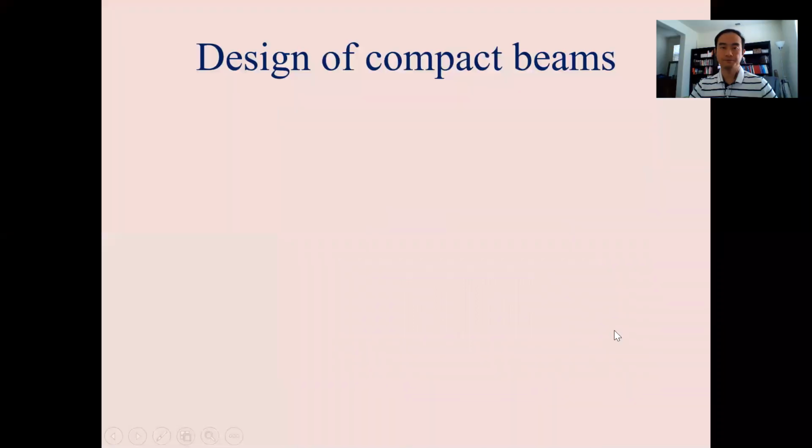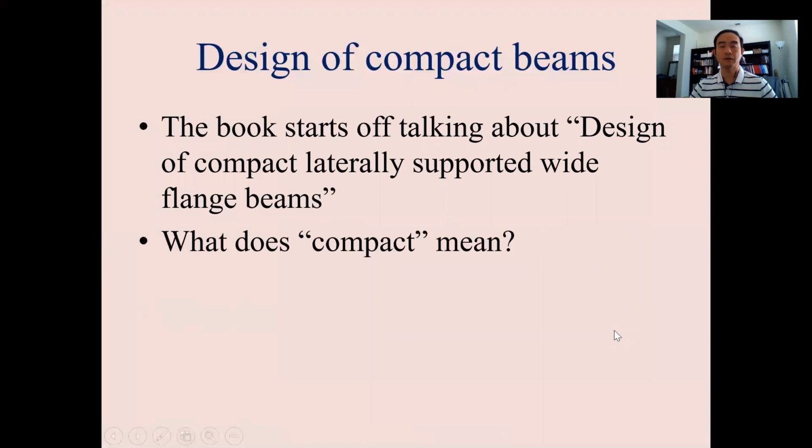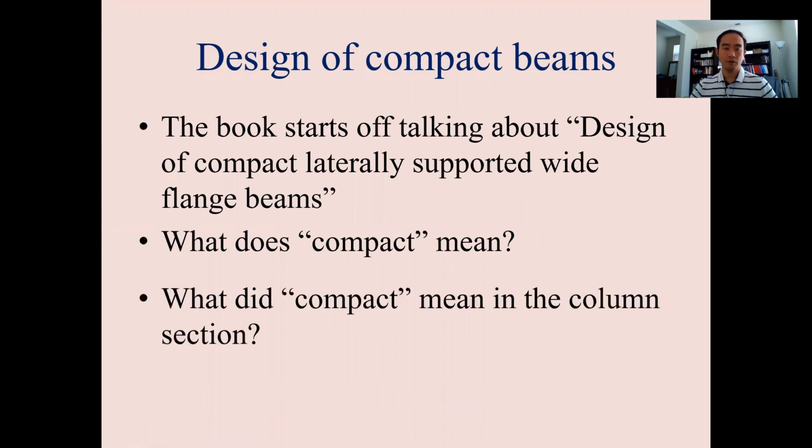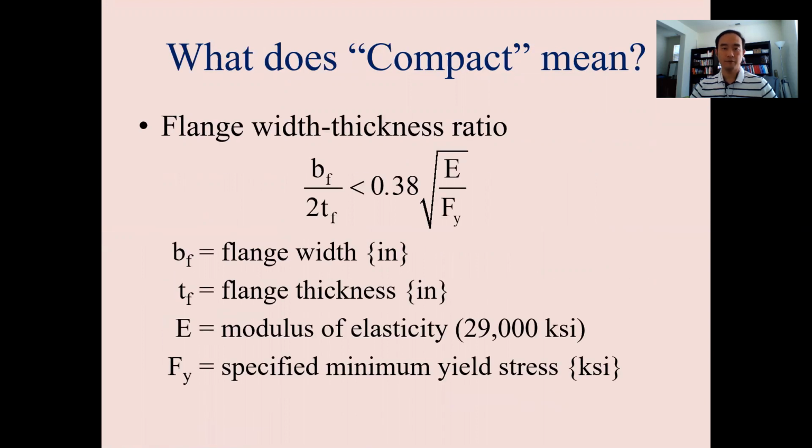Okay, so the first topic was compactness. What does compact mean in steel design? Here's a definition to determine whether our sections are compact or not, and we use this formula. This formula is showing the ratio between bf over 2 to tf, which is the thickness of the flange.